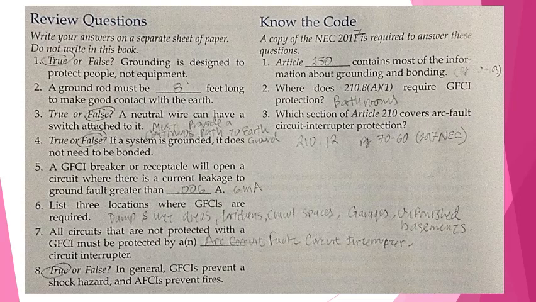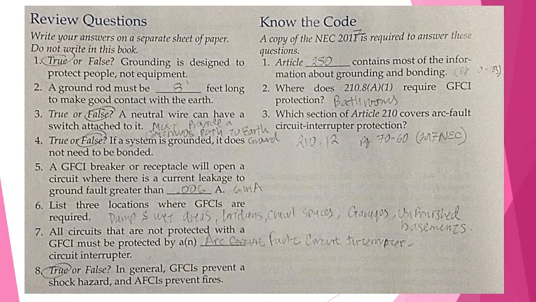Moving on to the review questions. Number 1, true or false? Grounding is designed to protect people and not equipment. That is false. It is designed to protect both. Number 2, a ground rod must be at least 8 foot long to make good contact with earth. Number 3, true or false? A neutral wire can have a switch attached to it. That is false. It must provide a continuous path to earth, ground.